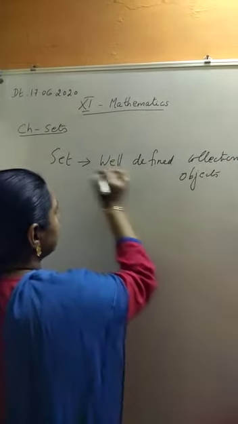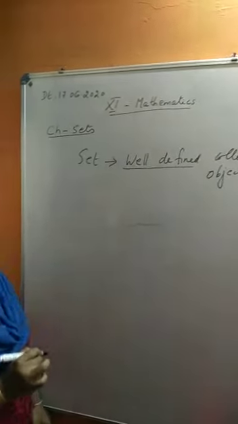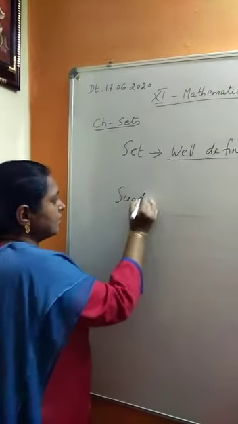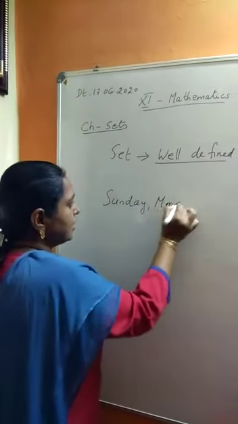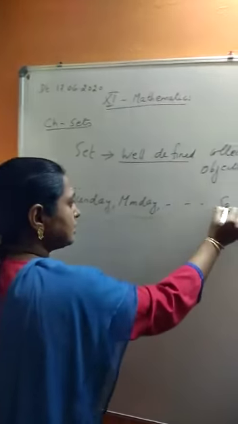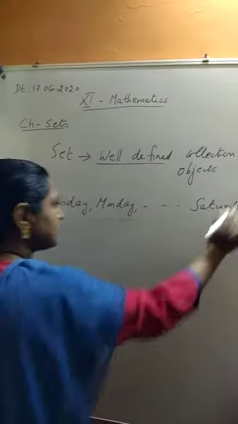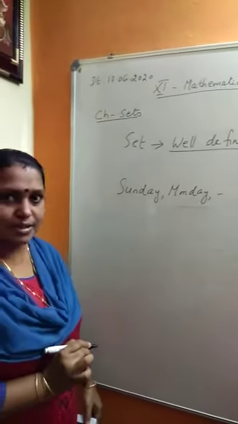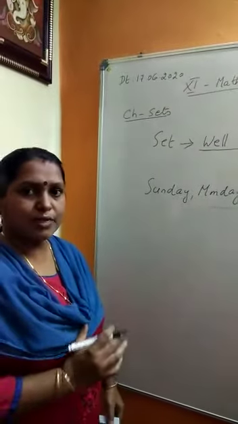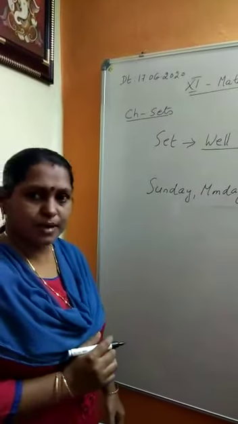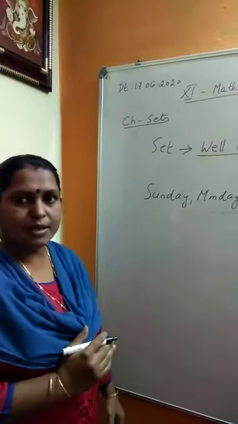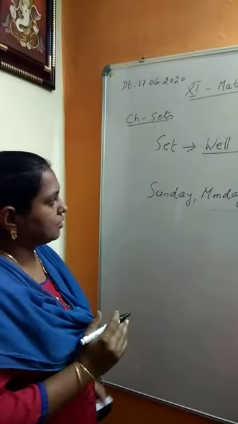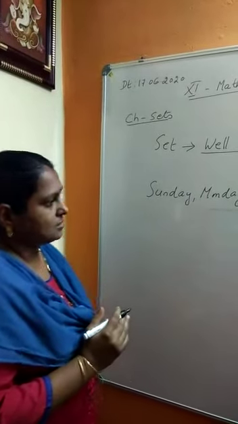Well-defined means if I say a collection like days of a week, the answer is specific to all. We know that the days of a week are Sunday, Monday, Tuesday, etc., up to Saturday. There is no confusion in the answer. But if I say the set of tall boys of class 11th, we cannot select a particular group of students from class 11th, because everybody has his or her own height. So we cannot select a particular group of students who are tall.